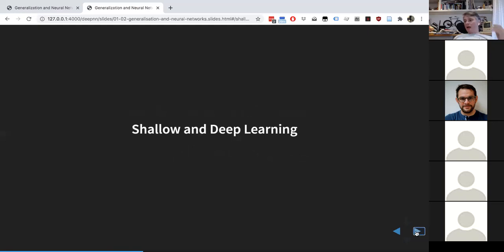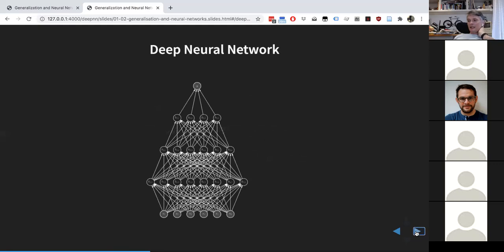Okay, so why am I going into this linear model? Well, because the type of analysis that you do as you go through the notes in that linear model is relatively easy, and it's not easy in, say, a deep neural network.